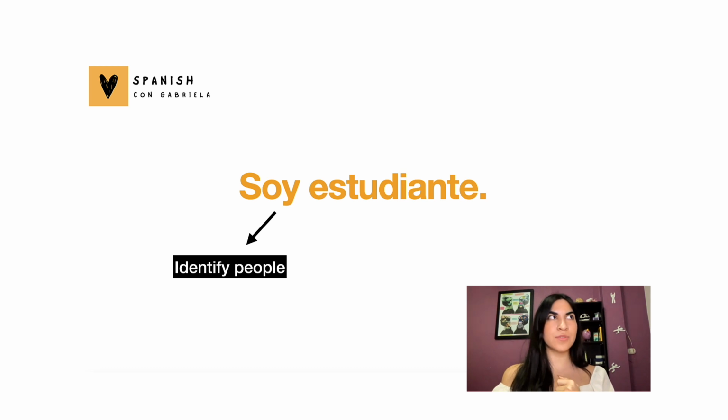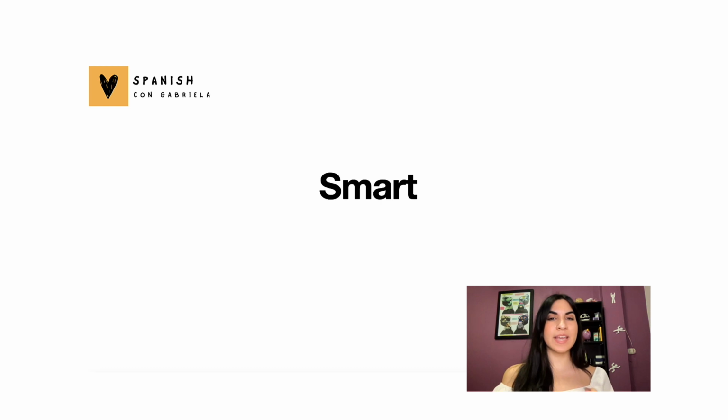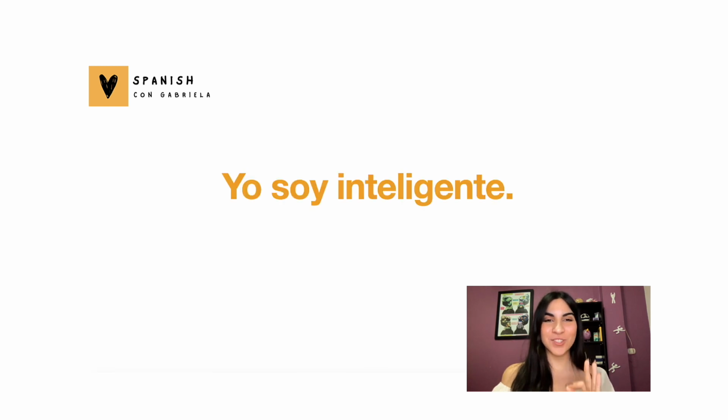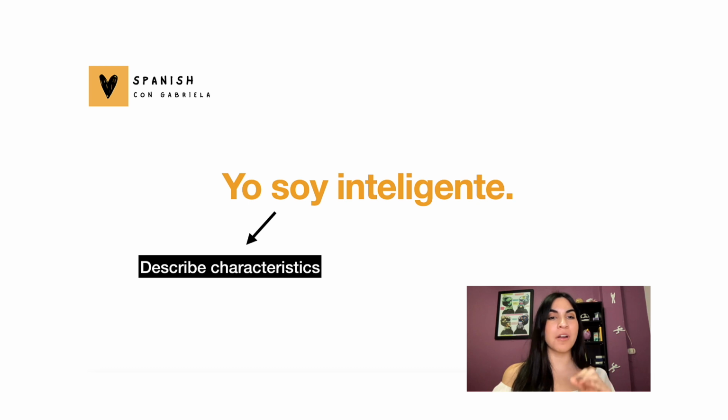Now, what if we use a quality to describe someone, right? Smart. How do we say smart in Spanish? It would be inteligente. How do we say I am smart? And remember, you're describing the characteristic of a person. Perfect. Yo soy inteligente. You are using the verb ser because you are describing the characteristic of a person.